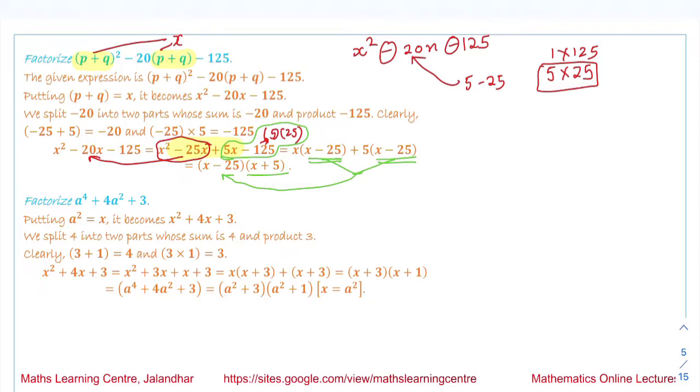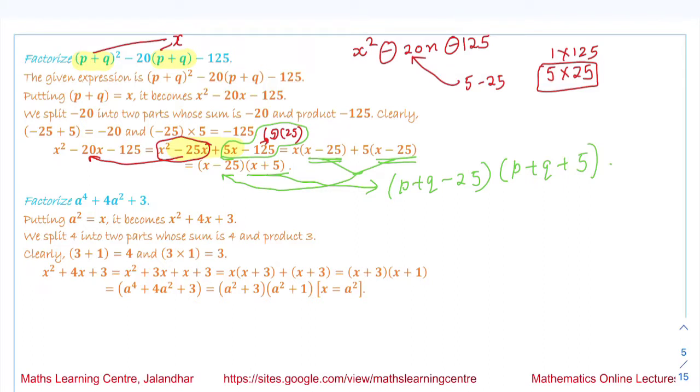Similarly, in the next question, it is a raised to power 4. In the previous question, the next step you can do is just replace x with p plus q. So the answer you will get is (p plus q minus 25) into (p plus q plus 5). This is your final answer.